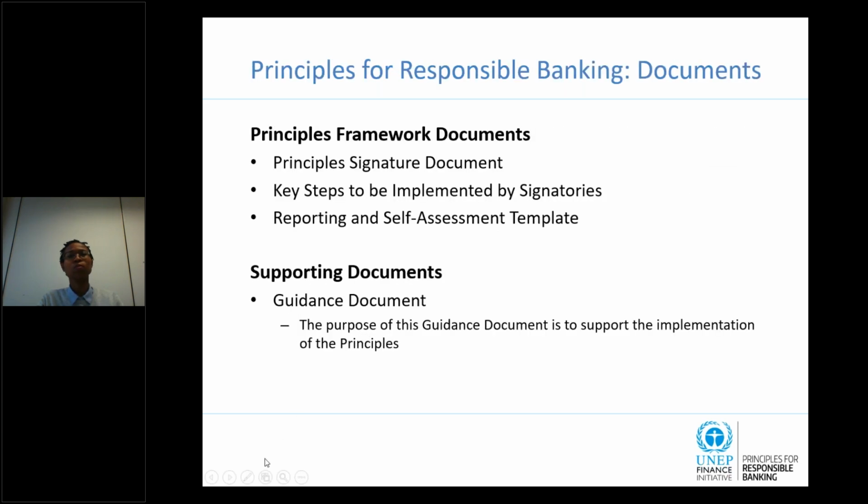refers to the three documents that constitute the whole framework for the principles for responsible banking. It is, of course, the principal signature document where the 6 principles are laid out, and also why the principles for responsible banking were developed and why us banks are becoming signatories. What are we trying to achieve? So this is the document that our CEOs signed. So this is the first and most important document for signatories.